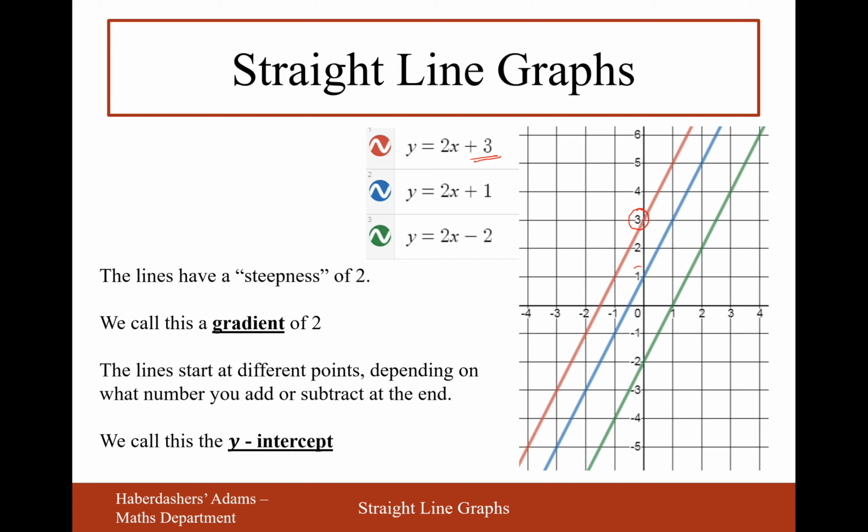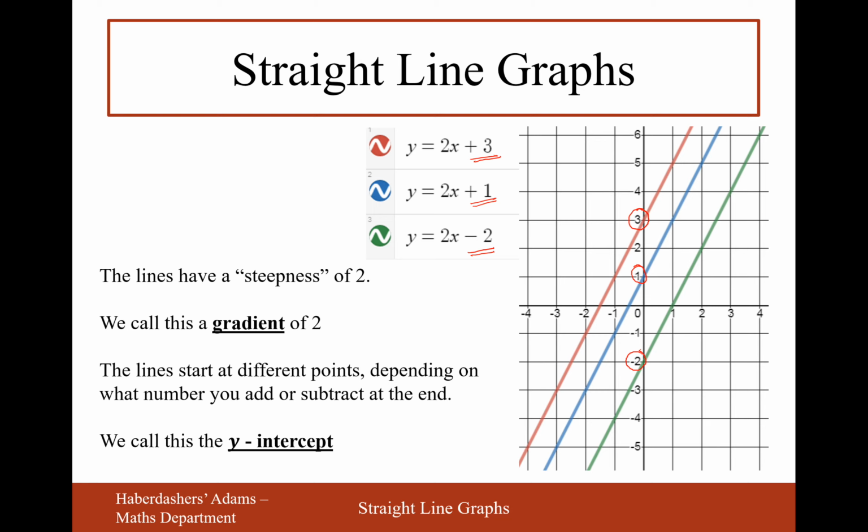On the blue line it starts at 1 because I'm adding 1 onto the end of the equation, and on the green one it starts down at -2 because I'm taking away 2 at the end of the equation. What these adds and subtractions are doing is effectively moving the whole line either up 1, up 3, or down 2 from your bog standard y equals 2x graph.